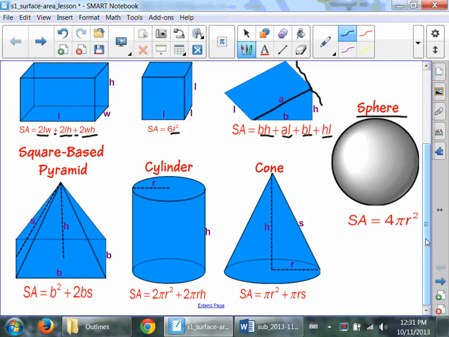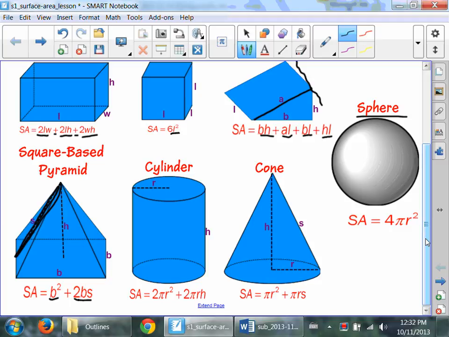A square-based pyramid is going to be b squared plus 2bs. S is the slant height. That is the height from the top tip of the pyramid down to the bottom of where the base is. The surface area of a cylinder is 2 pi r squared plus 2 pi r h. Often you might be given the diameter. If you are, divide it by 2 and use the radius.